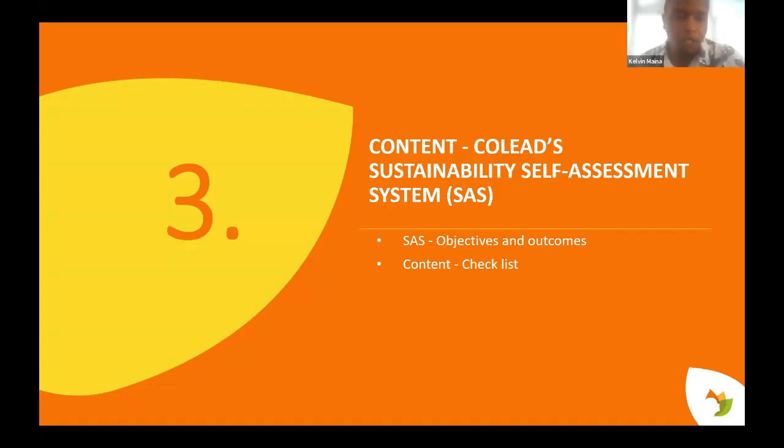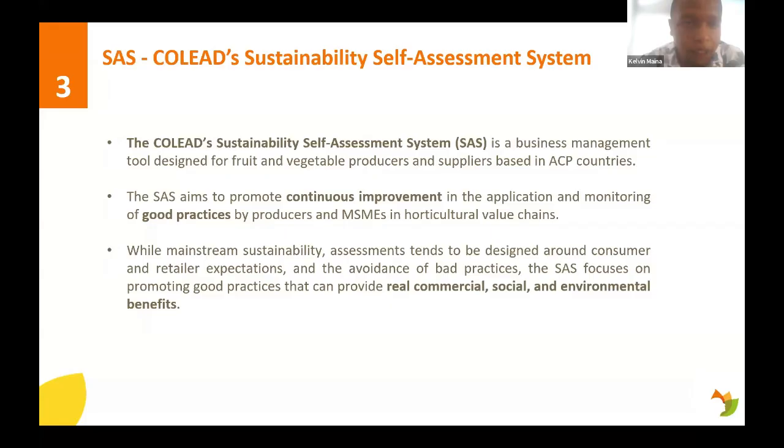Again, most welcome to all the experts in the meeting. Thank you so much for finding time to be part of this important discussion. I'll be taking you through COLID's sustainability self-assessment system, mainly focusing on objectives, outcomes, the content, and also the checklist. So that will be part and parcel of this discussion.